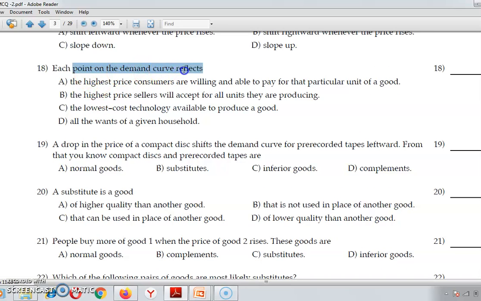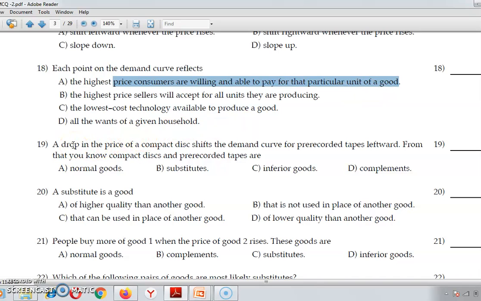Each point on the demand curve reflects the highest price consumers are willing and able to pay for that particular unit of good, the highest price sellers will accept for all units they are producing, the lowest cost technology available to produce a good, all the wants of a given household. इसको आन्सर नै सही छ, पहिलो A. Highest price consumers are willing and able to pay.